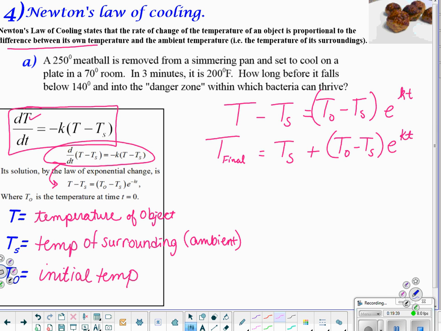Kind of gruesome, huh? Let's go through this one. Part A. A 250-degree meatball is removed from a simmering pan and set to cool on a plate in a 70-degree room.